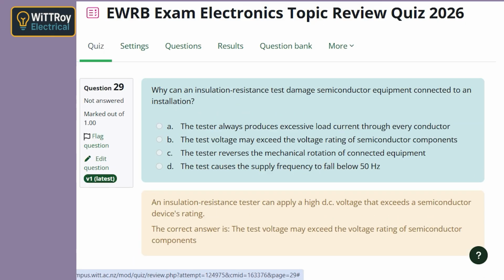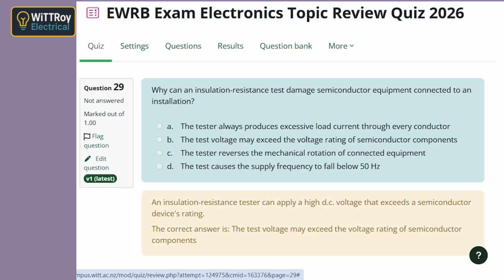Question 29. Why can an insulation resistance test damage semiconductor equipment connected to an installation? I chose the answer about excessive load current. I was thinking of the tester forcing a large current through the equipment, which I now suspect is not how an insulation tester works. You have mixed up two different functions there. That's all right, let's separate them.